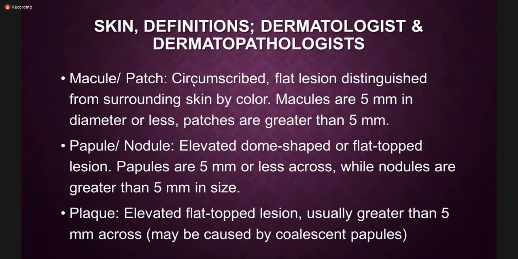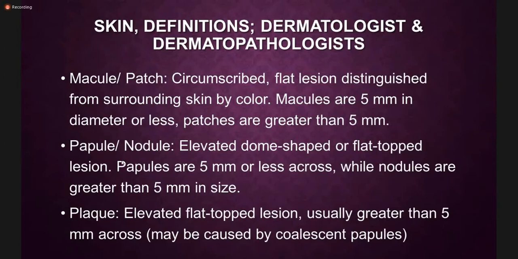So basically the macules and patches are colored, pigmented, flat lesions on the skin. Macules are 5 mm or less, and patches are more than 5 millimeters in diameter. So the basic difference is the size. A macule is small and patches are greater than 5 millimeters, and these are colored lesions.